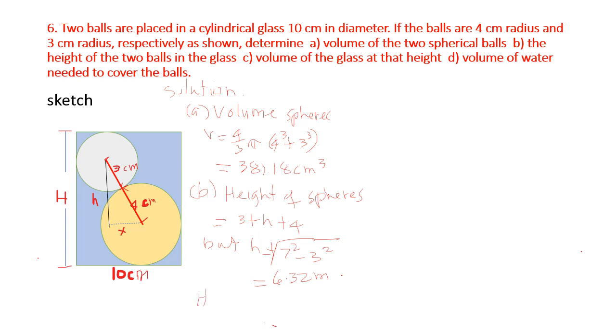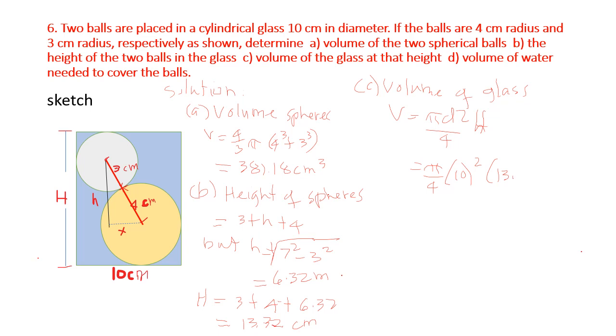So the height is equivalent to 3 plus 4 plus 6.32 equals 13.32 centimeters. So C, volume of glass. Volume equals pi d square over 4 times big H, pi over 4, your D is 10 square times 13.32 equals 4187.8 cubic centimeters.